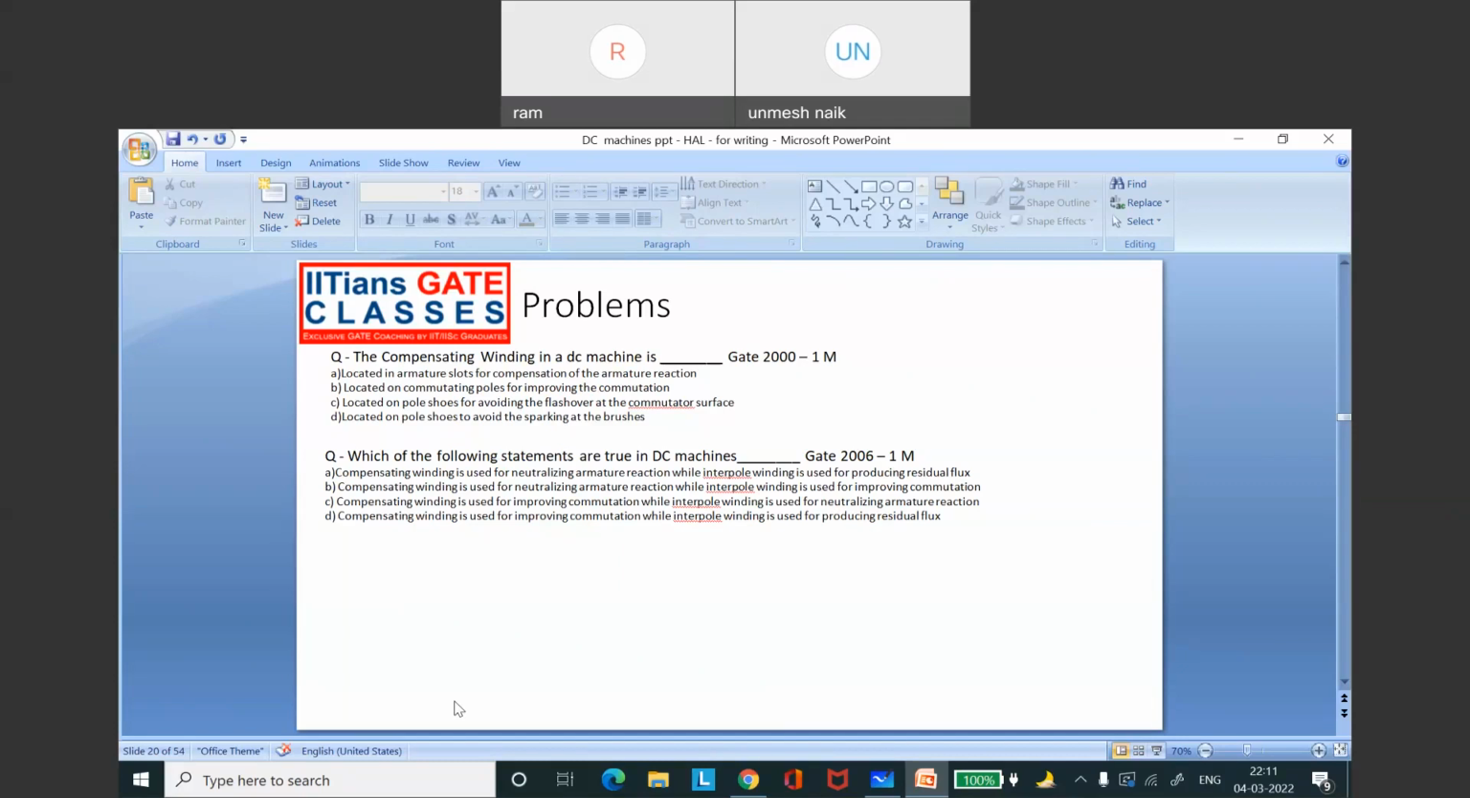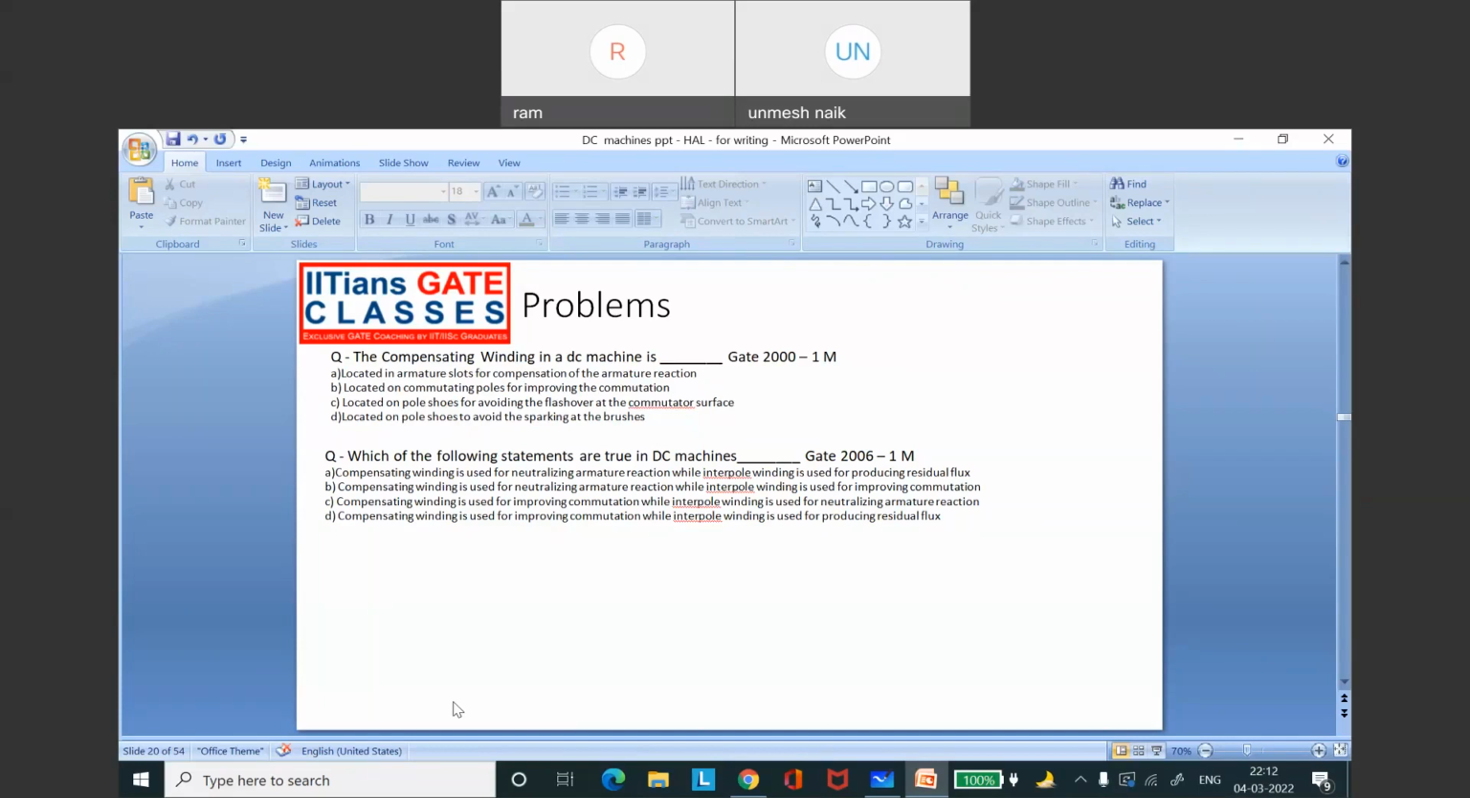Option D, to avoid sparking. Generally, sparking we talk about with respect to the commutator. Another way of saying sparking is flashover. Earlier we have seen that a 5 amp current is left out, and that 5 amp current through the arc is nothing but a flashover.